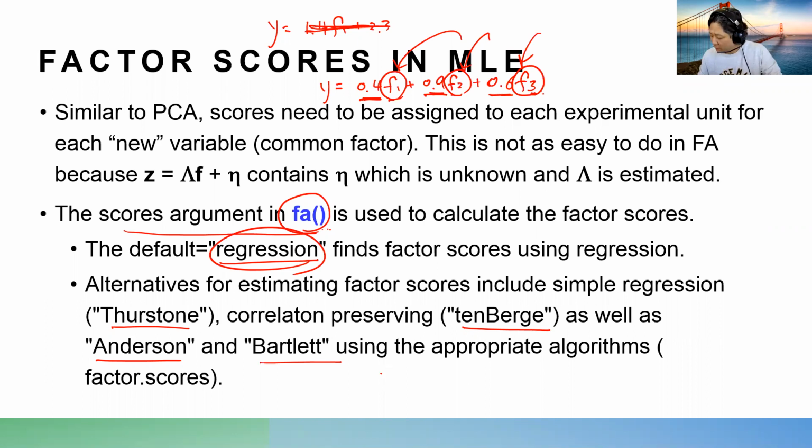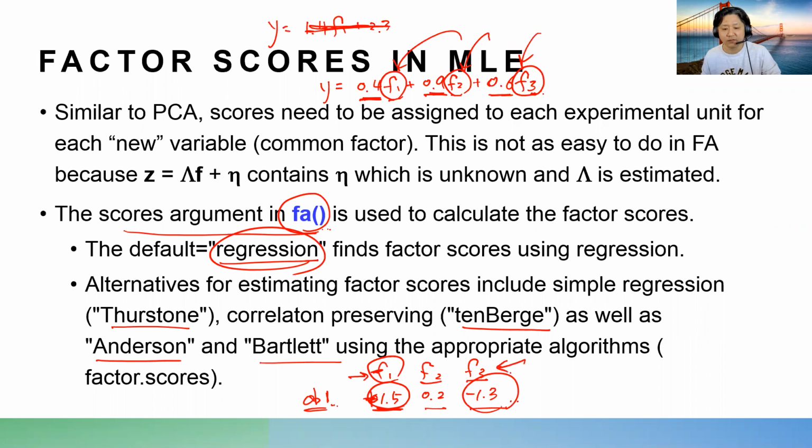So F1, F2, F3. Let's say we computed 1.5, 0.2, minus 1.3 for the first observation. His first factor score is 1.5, the second factor score is 0.2, and the third factor score is negative 1.3. So that means he has a very high level of latent trait in the first factor, and a low level of latent trait for the third factor.